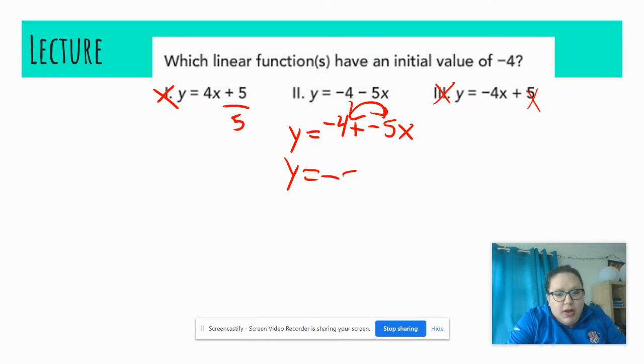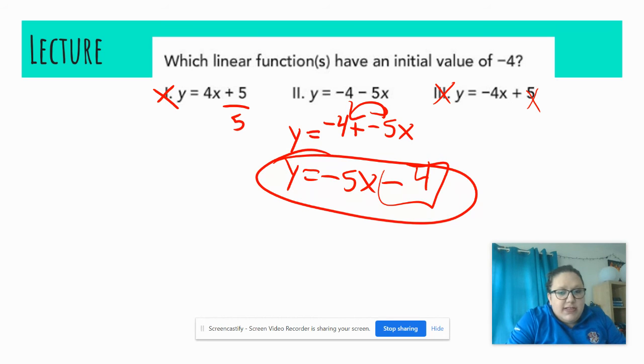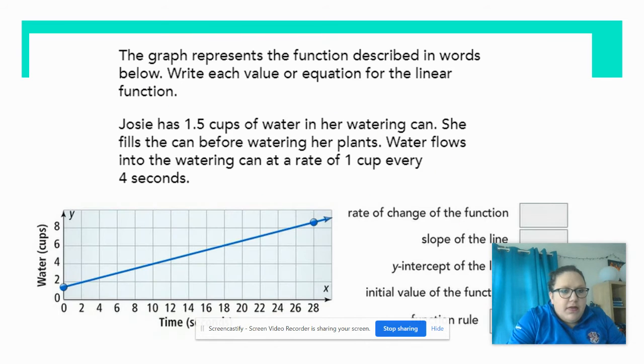This is actually y equals -5x minus 4. So this has an initial value of -4 if I move those around. Remember, the initial value is the constant, not the one with the x or the coefficient. All right, let's keep going.